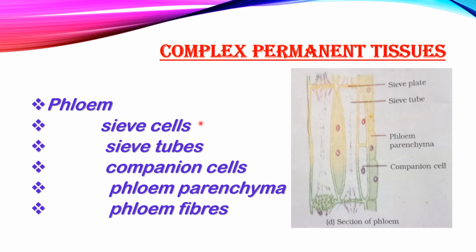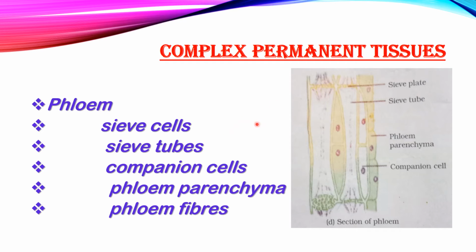Xylem conducts water and other soluble substances, whereas phloem conducts food and nutrients. Xylem conducts water from roots in an upward direction to all parts of the plant, but phloem conducts food to other parts of the plant in both directions, upward as well as downward.